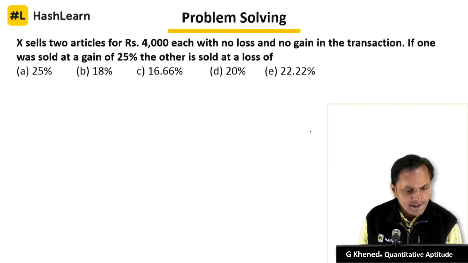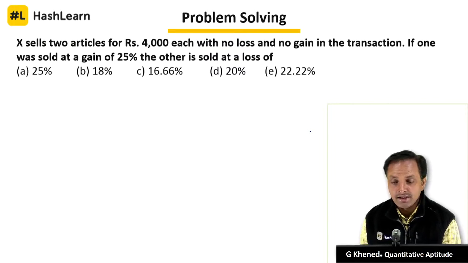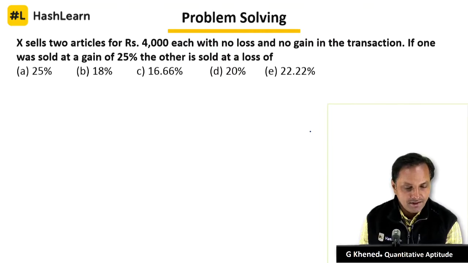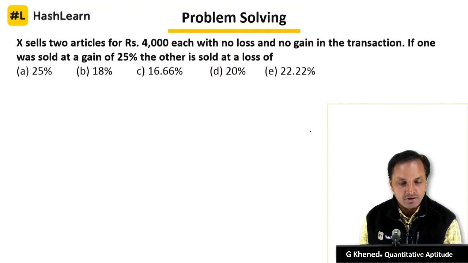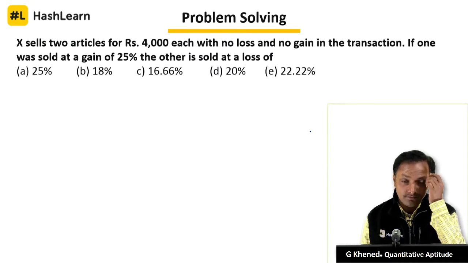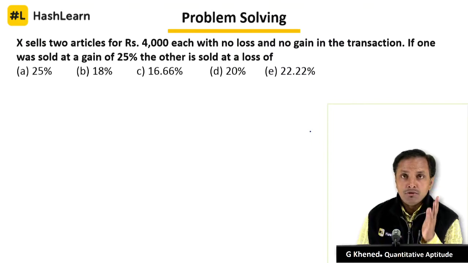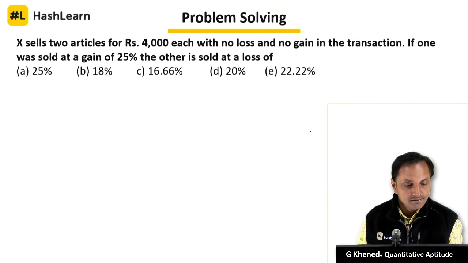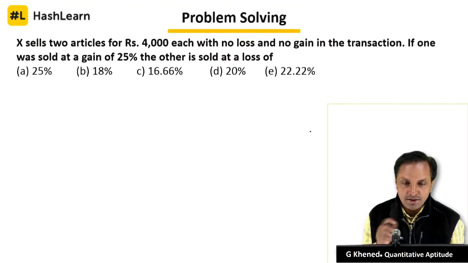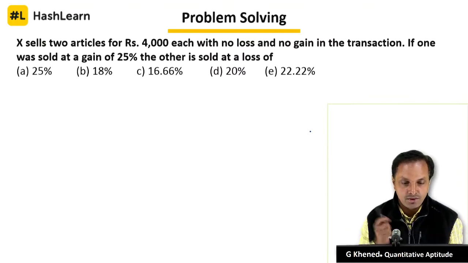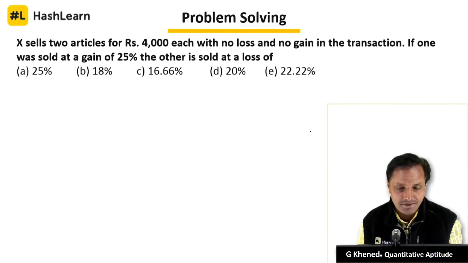See, X sells 2 articles for 4,000 rupees each with no loss and no gain in the transaction. If one was sold at a gain of 25% and the other is sold at a loss of, what is the question? Very simple problem. So you should consider here there are 2 items, both are sold at 4,000. So the total transaction amount is 8,000 rupees.